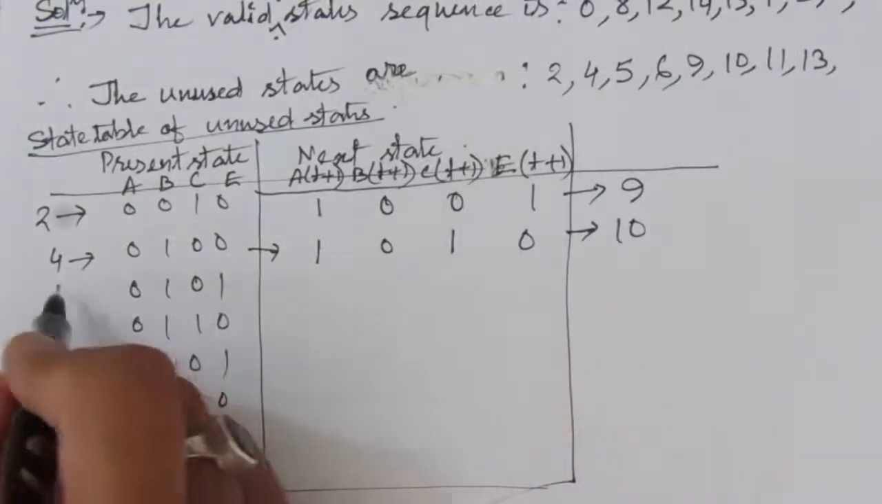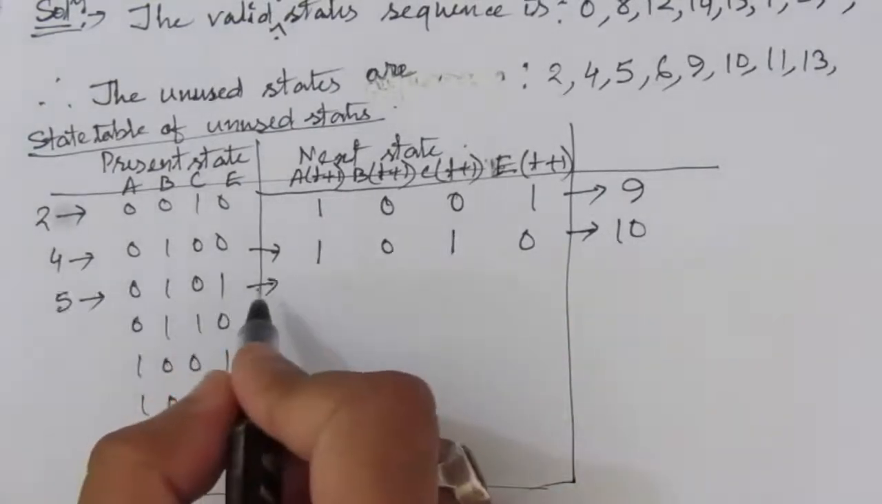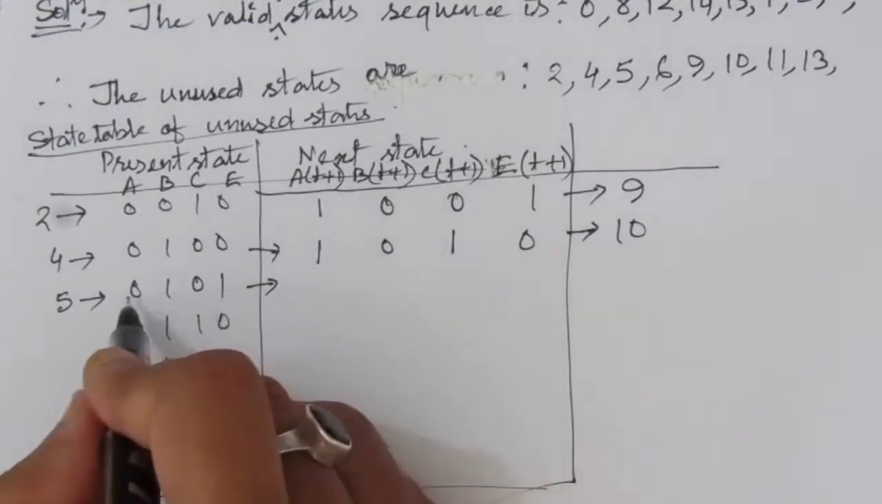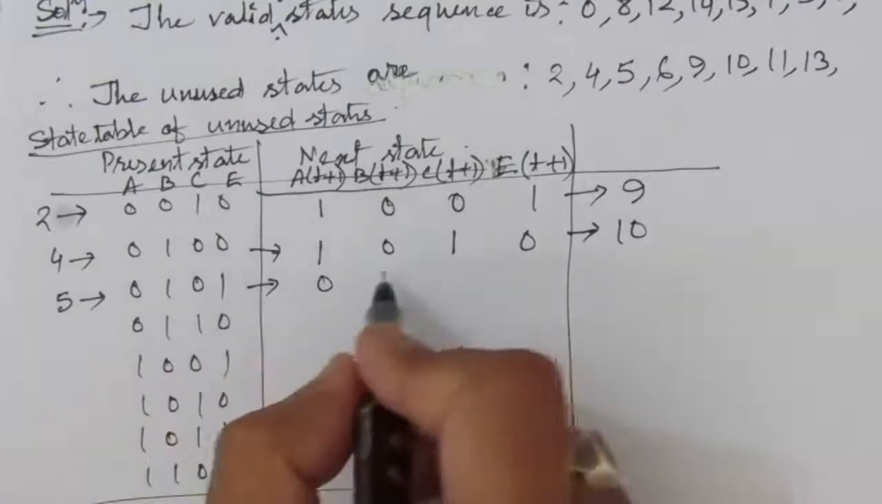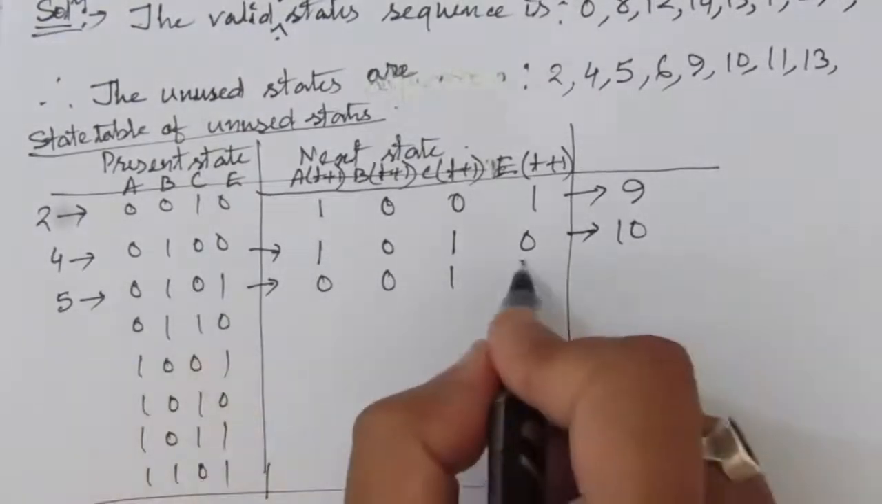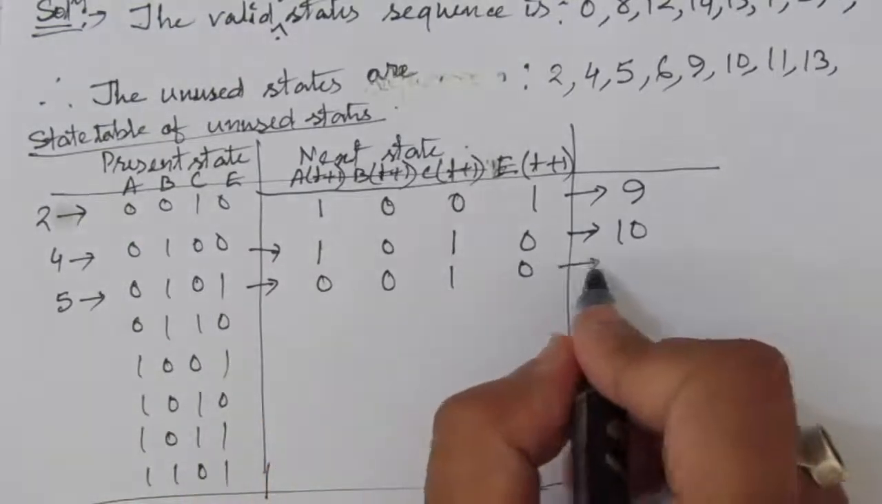Next we have 5. From 5, what will we have? This E is 1, so E complement will be 0. So here we'll have 0. And this 0 will come here, this 1 will come here, and this 0 will come here. That means this is 0, 0, 1, 0, that means this is 2.